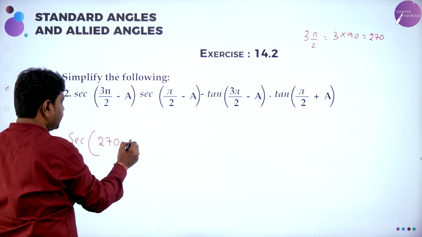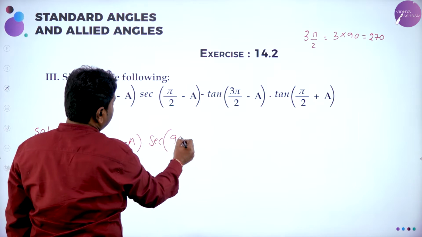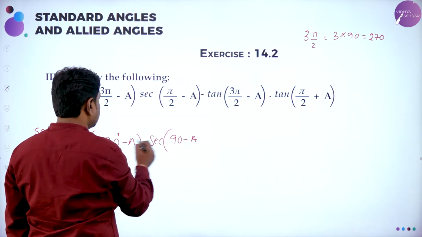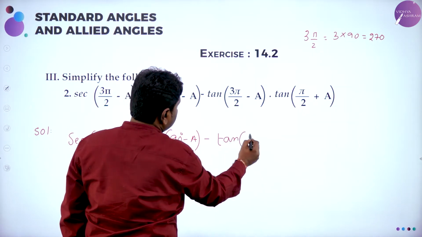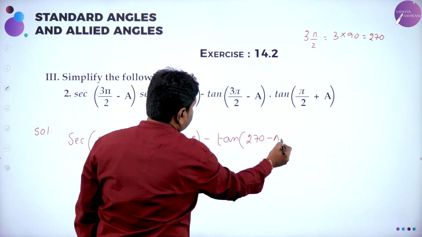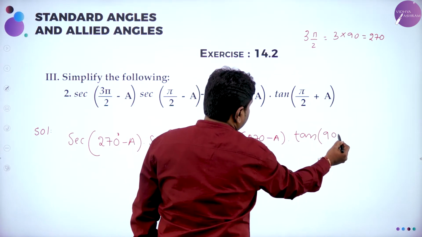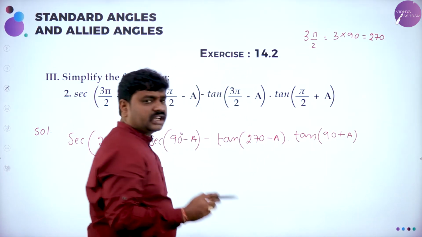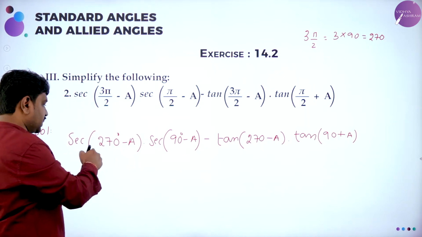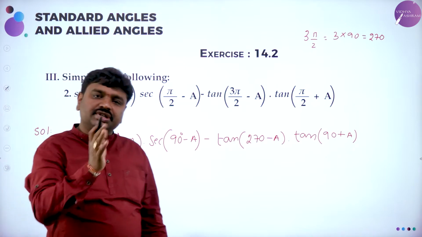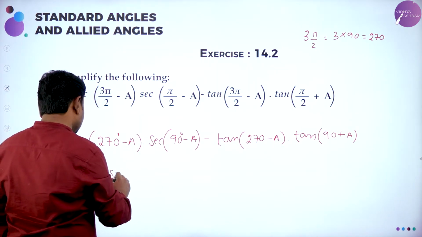So now I'll write 3 pi by 2 as secant of 270 minus a into secant of pi by 2, which means 90 degrees minus a, minus tan of 3 pi by 2, which means 270 minus a, into tan of 90 plus a. All of you know for 270 and 90, function changes to co-ratio. Now this is secant 270. So secant changes to what? Cosecant. So now it will become cosecant a.